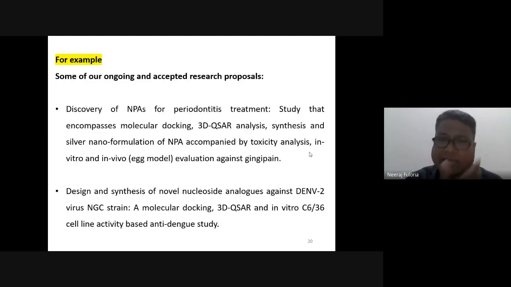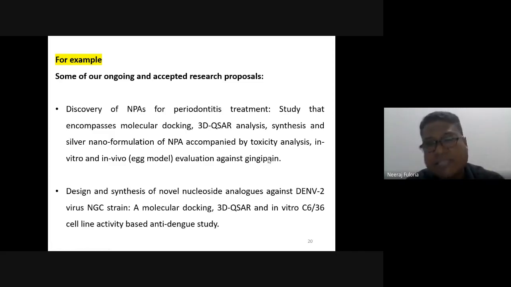For example, we received a project earlier in Malaysia: discovery of NPAs for periodontitis treatment. Periodontitis is the gingival, or gums, inflammation. In that, the word discovery comes because we have done the docking and then the synthesis, everything. So we wrote: a study that encompasses molecular docking, 3D QSAR analysis, synthesis, silver nanoformulation of NPA accompanied by toxicity analysis, and in vitro and in vivo egg model evaluation against gingival. That is one example I have given.